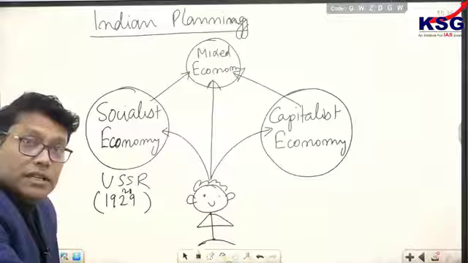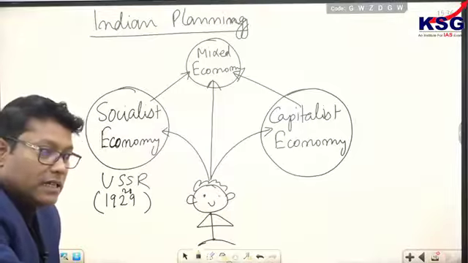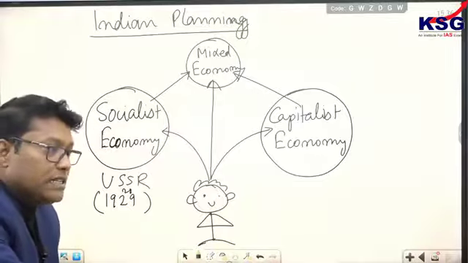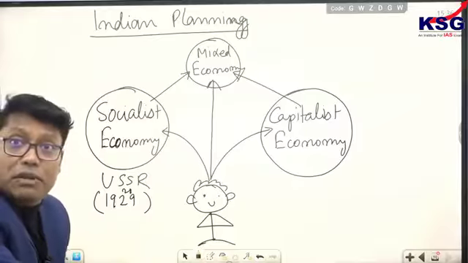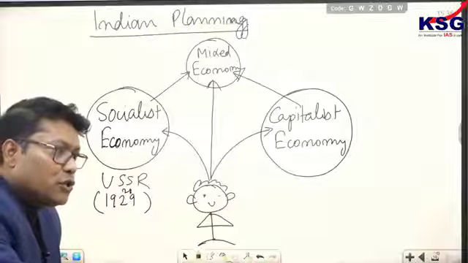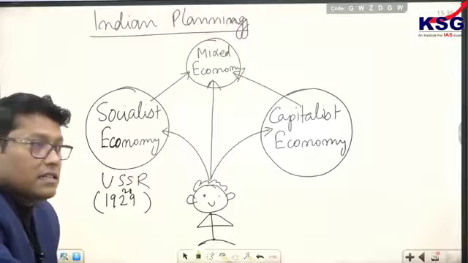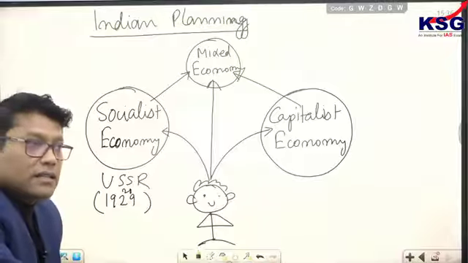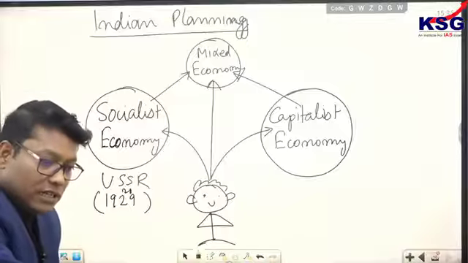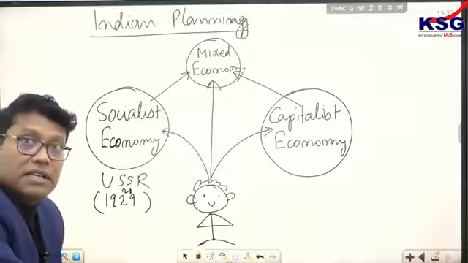Okay, the inclination was there. If you take 1991, we adopted the LPG model, or you can say the capitalist pattern of development, from 1991. And why is it so? Because you know that India faced a balance of payment crisis in 1991. So we needed a huge amount of foreign currency to pay our external debt or external liabilities.